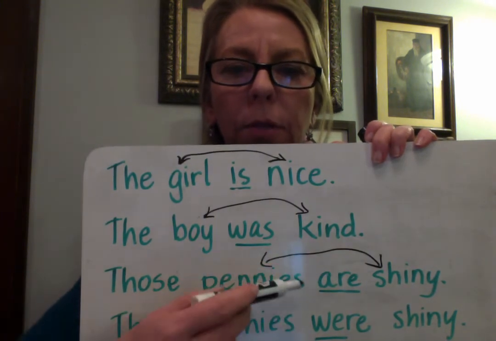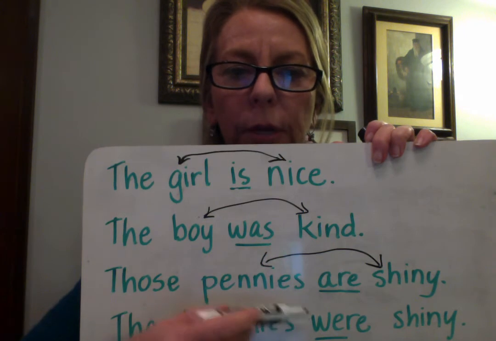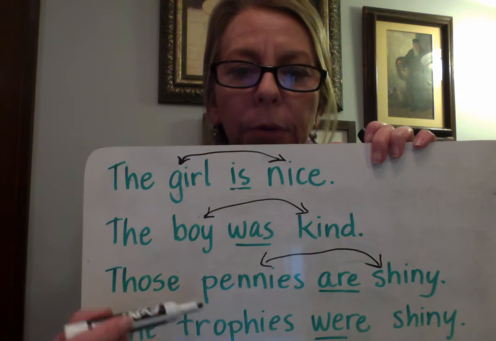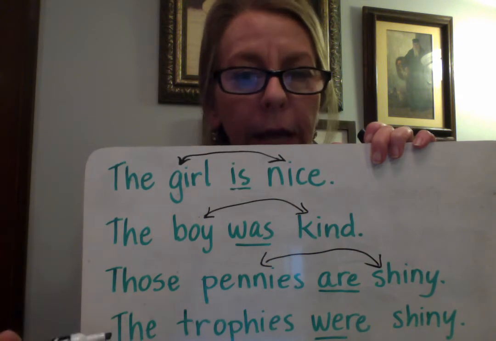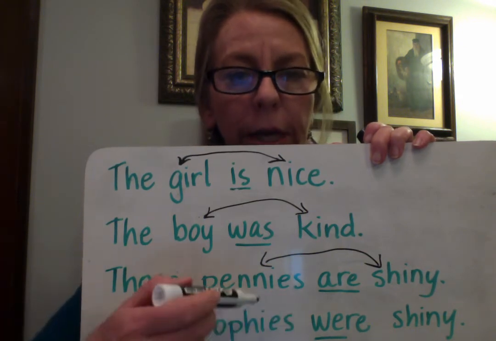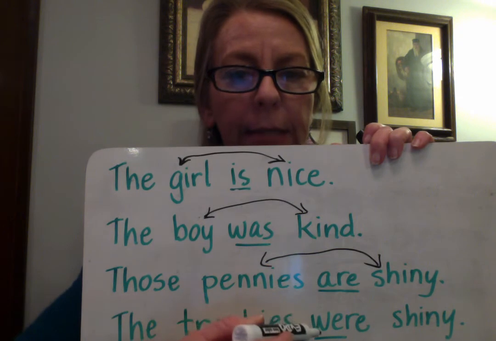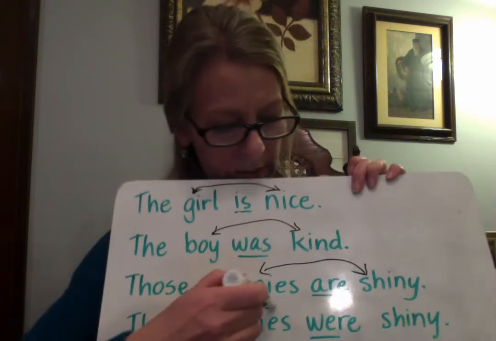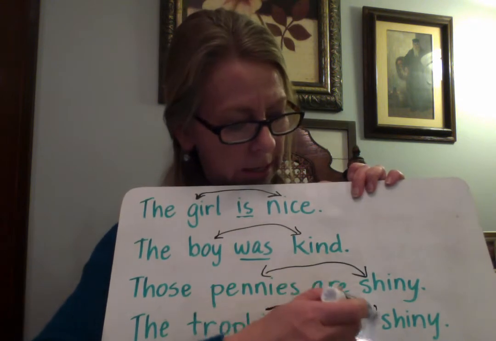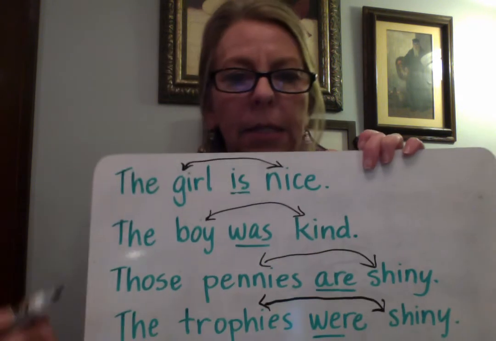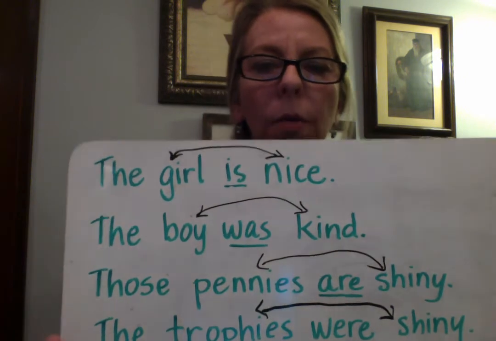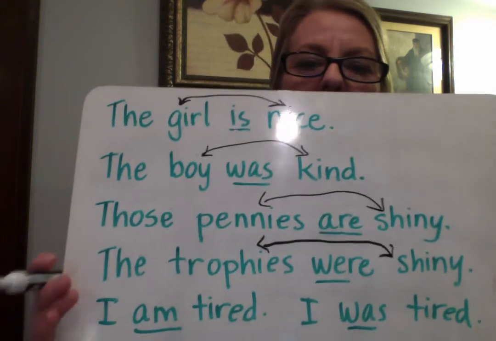But we can also use that same sort of linking between trophies and shiny, but we could put it in the past. Like yesterday, the trophies were shiny. So again, this is past tense, but it's a linking verb that shows what the trophies were. They were shiny. It connects trophies and shiny.